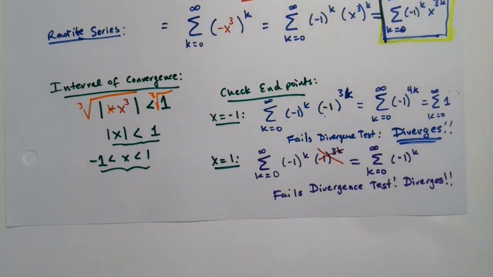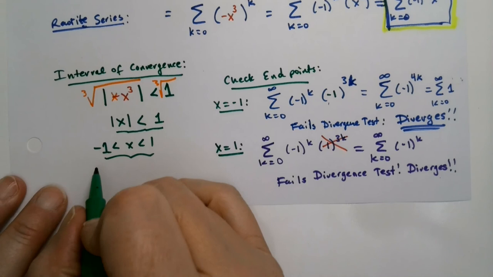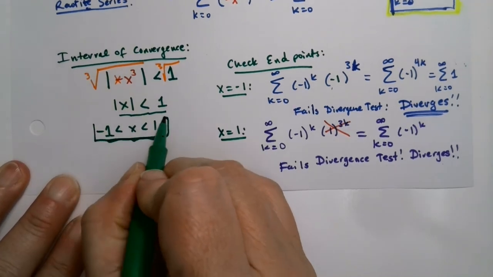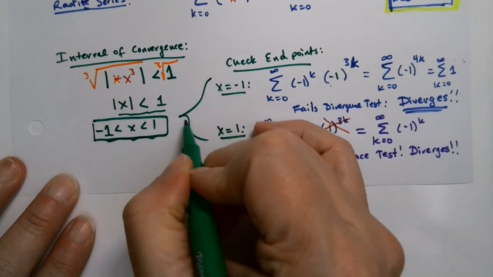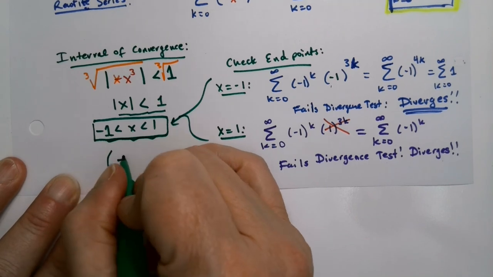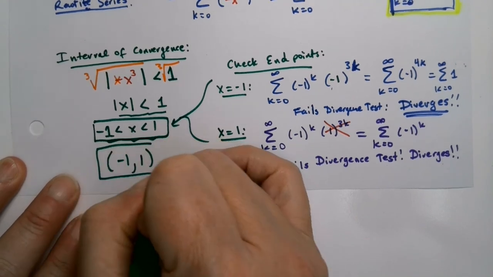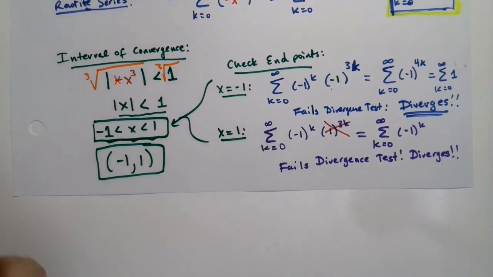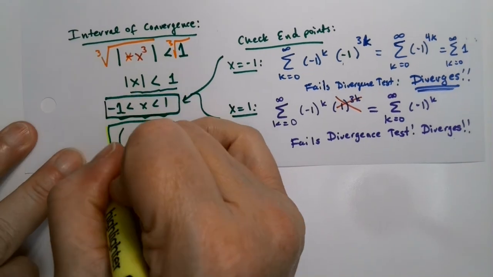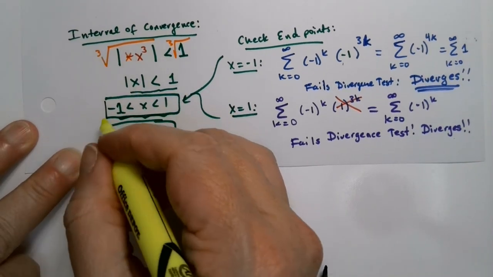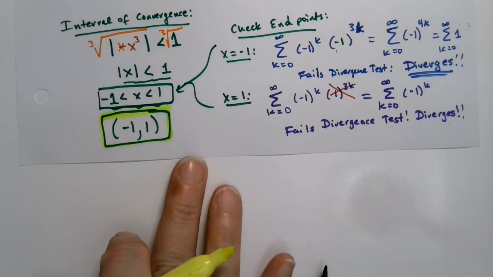And that means that our interval of convergence, now we can say it, is this, because we checked the endpoints. Or we could say this, which is the way I would prefer to write it. So my interval of convergence is negative 1 to 1. I checked the endpoints, and neither one of them was any good.